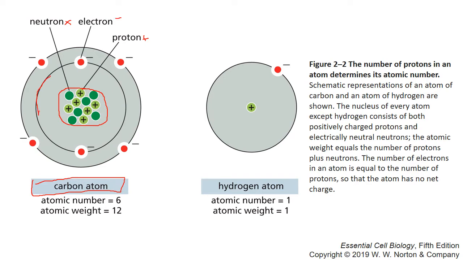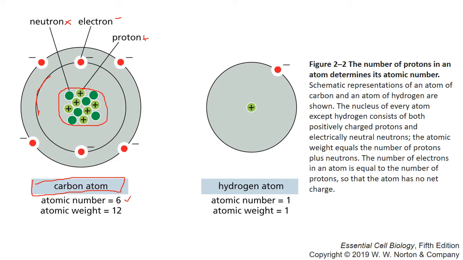Now, in fact, when you look, for instance, at your table of elements or your periodic table, oftentimes when you see the particular elements lined up, they're going to indicate what we like to call their atomic number and their atomic weight. The atomic number, as you can see right here on the bottom of carbon, is 6.